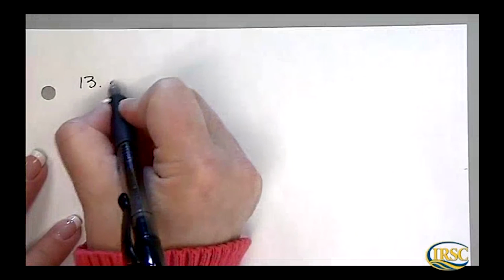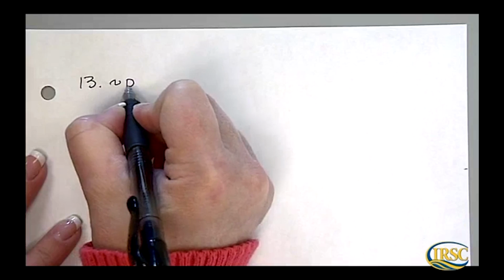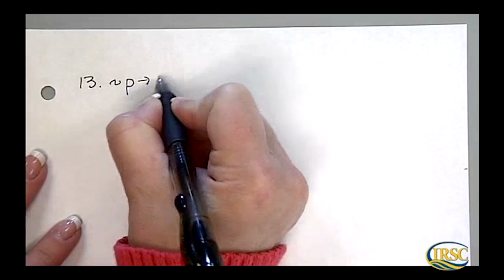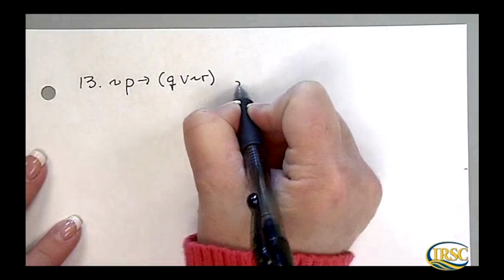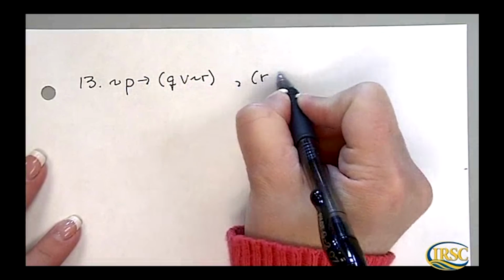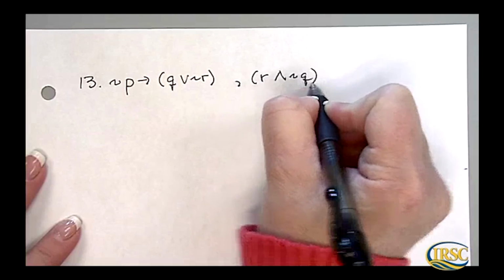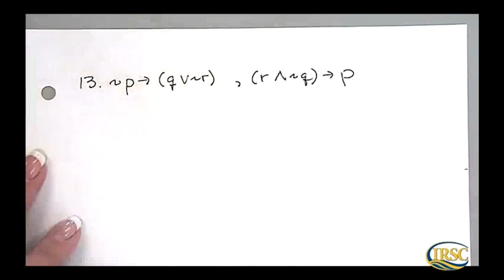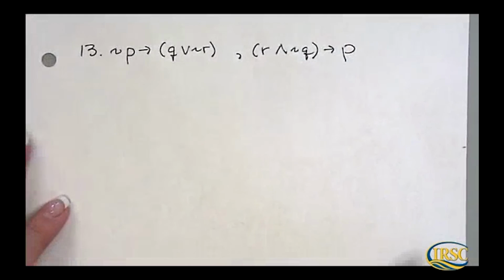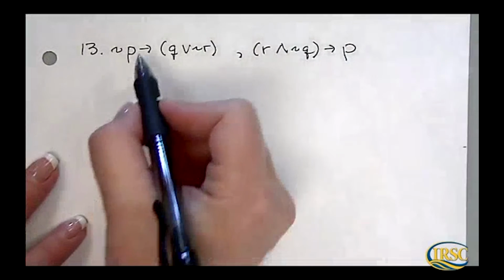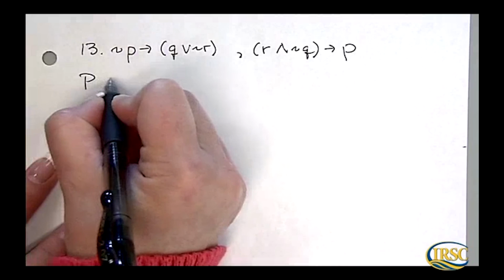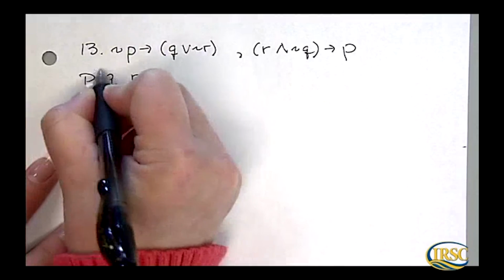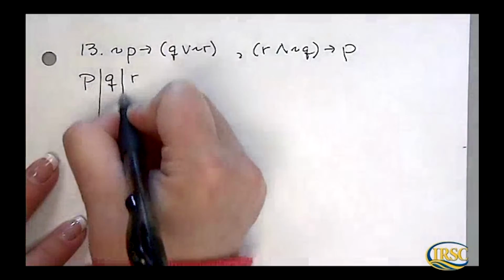So same type of question, but this time we have if not P, then Q or not R, and then in parentheses R and not Q, then P. Okay, this time we have three simple statements, P, Q, R. So how many rows in our table? 8 is correct.